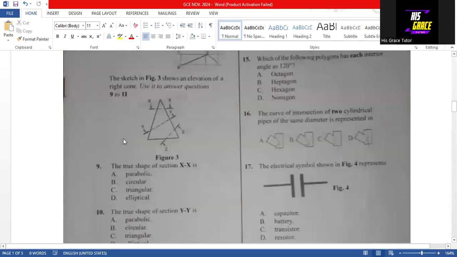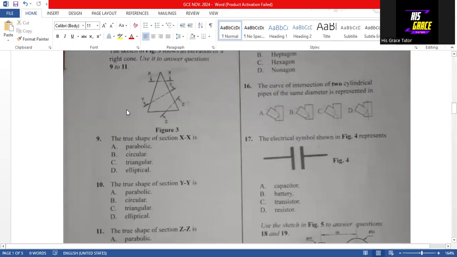Then question 9, before we answer that, we need to look at this statement, which says that the sketch in figure 3 shows an elevation of a right cone. Use it to answer questions 9 to 11. Question 9 says that the true shape of section XX is circular. That is option B.